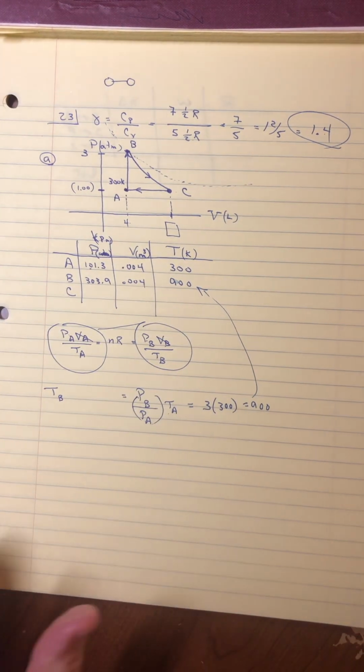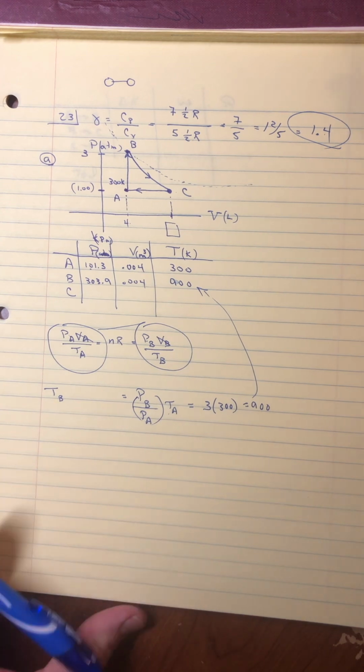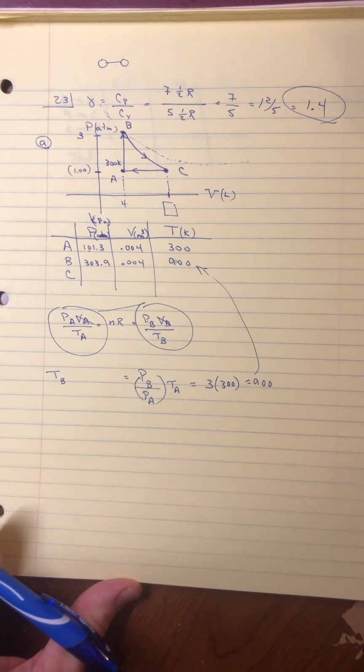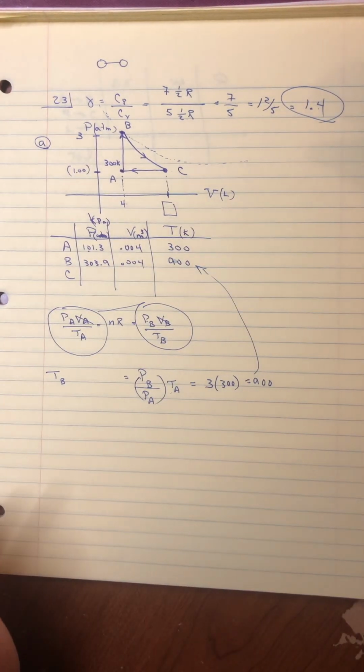All right, so now I know the temperature at B, and I think that was one of the questions. I go back and look at it. They asked a lot of questions, but I think I might just answer the pressure, volume, temperature everywhere. And then I know that I've answered their questions.